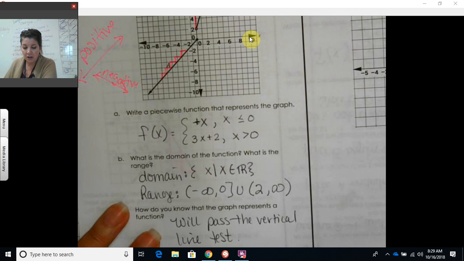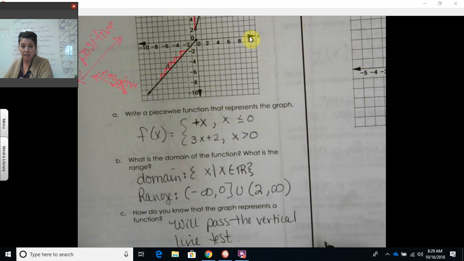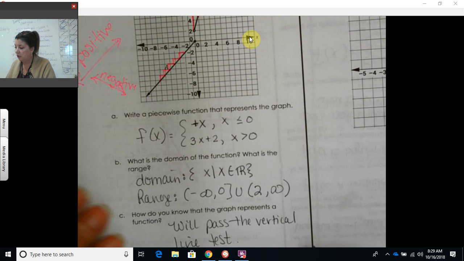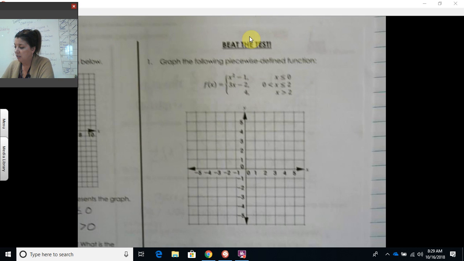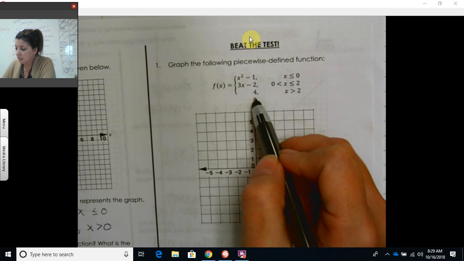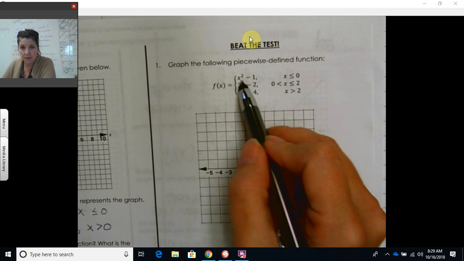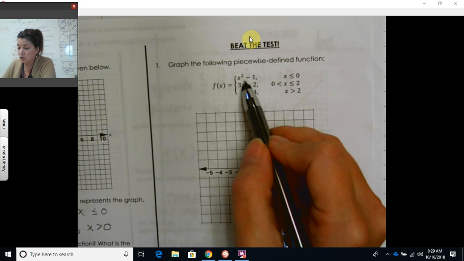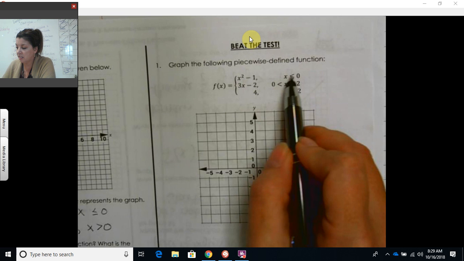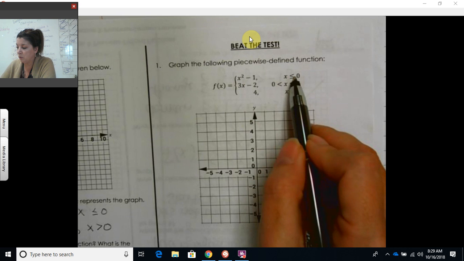Graph the following. This is a beat the test. Graph the following piecewise defined function. Okay, so we just look at the different rules for different values of x. We have 3 pieces. The top one, what kind of graph is that? Quadratic. It's 2 degrees. It's a quadratic. We're going to use this piece when x is less than or equal to 0.